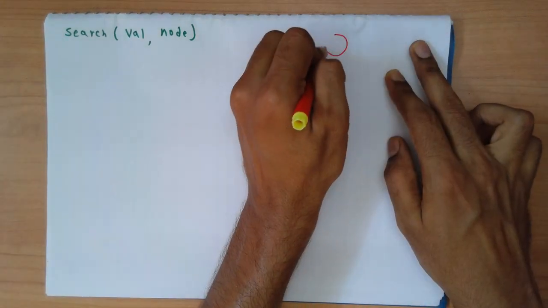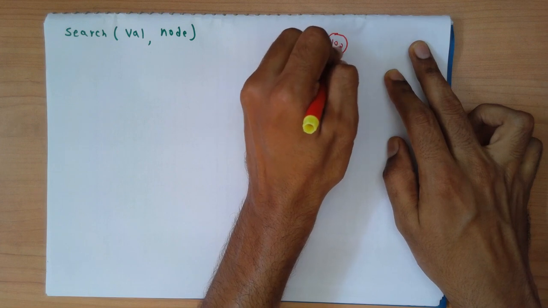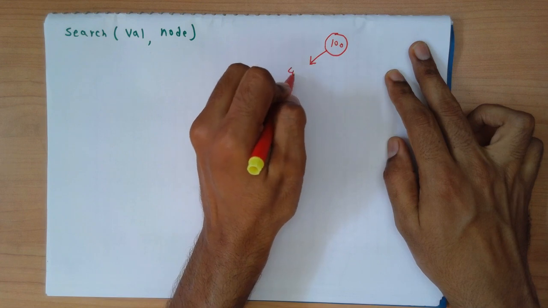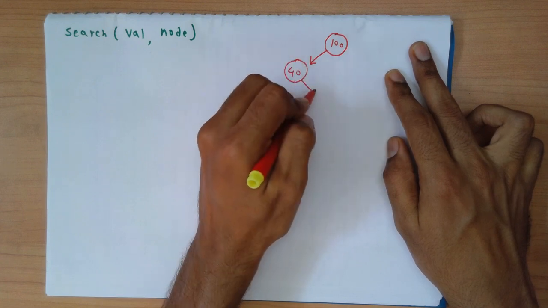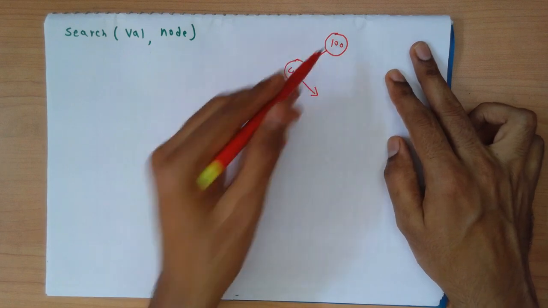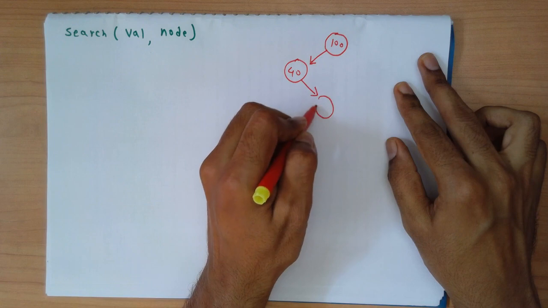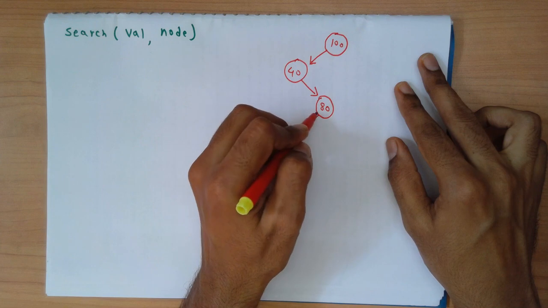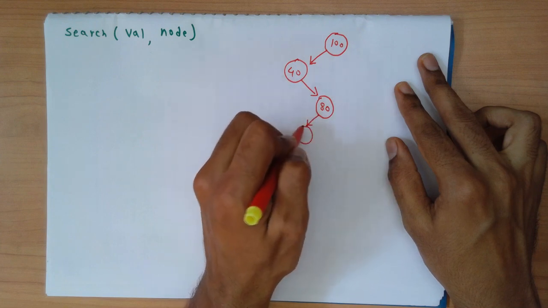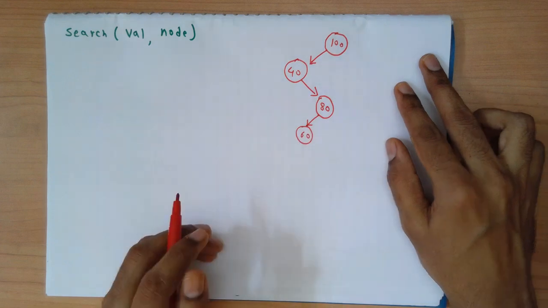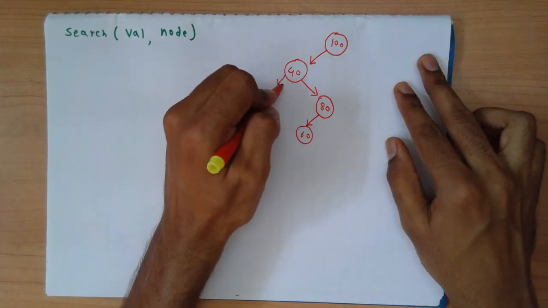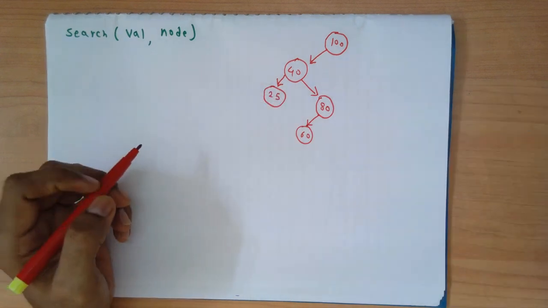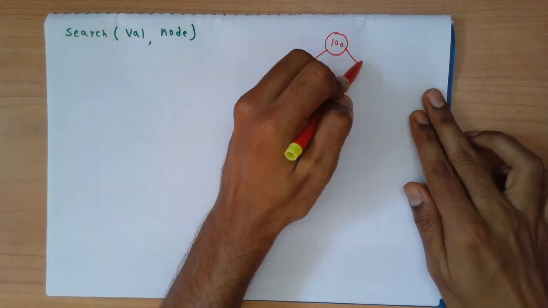Let's say I have my root node as 100, and on the left I insert a value less than 100. Let me put 40 here, and to the right of 40 I have to put a value greater than 40 but less than 100. Let me put 80 here, and to the left of 80 I will put a value less than 80 but greater than 40. Let me put 60 here. And let me put a value less than 40 here.